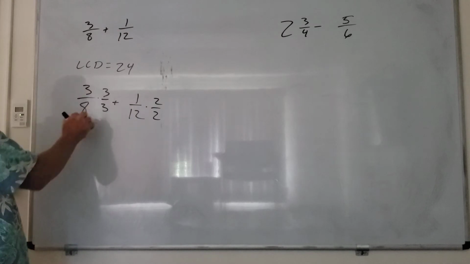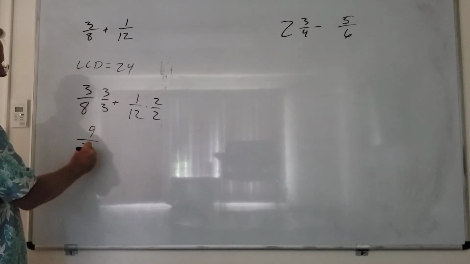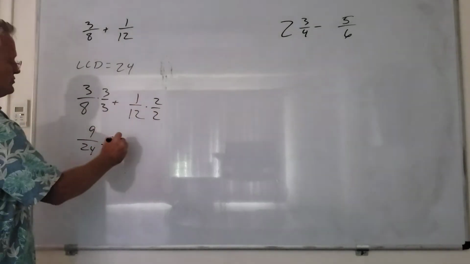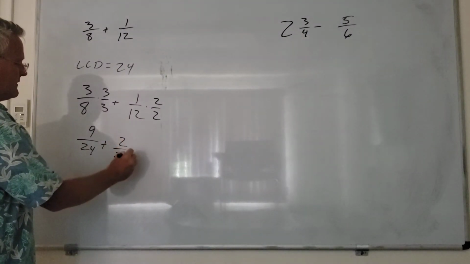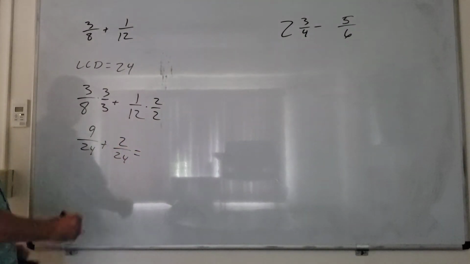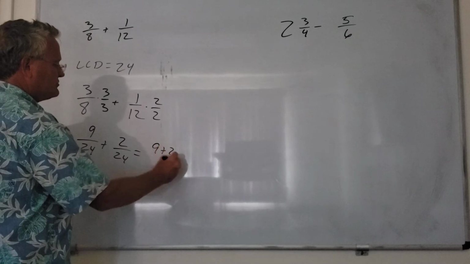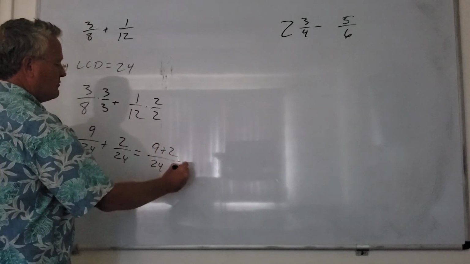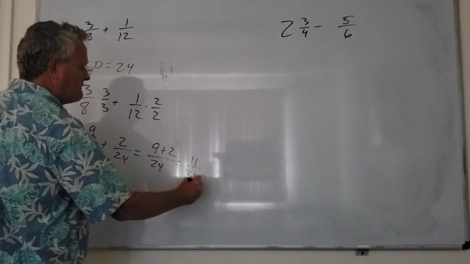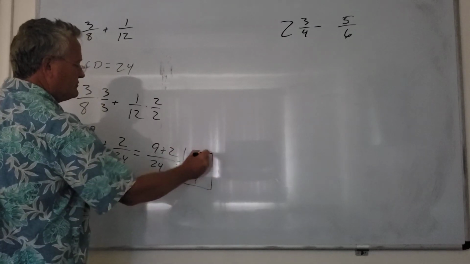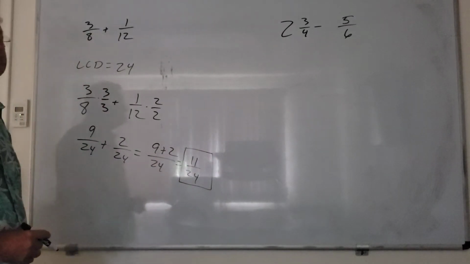So what do we get? 9/24 plus 2/24. And now that these are the same, this is just 9 plus 2 over 24, which is 11/24. This does not reduce, so that is our answer.